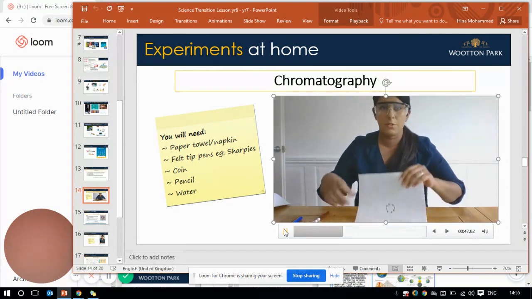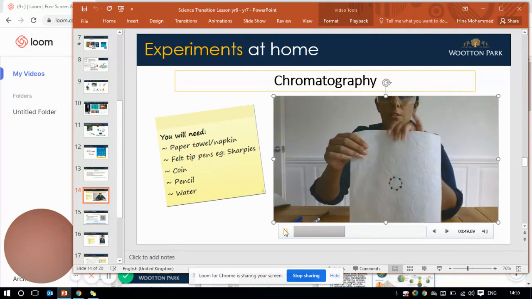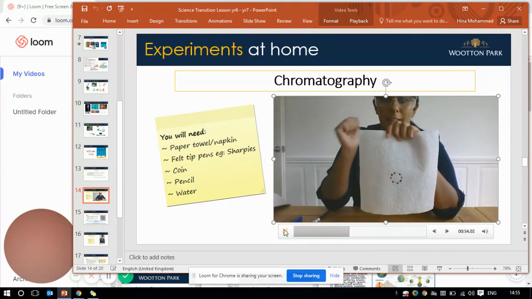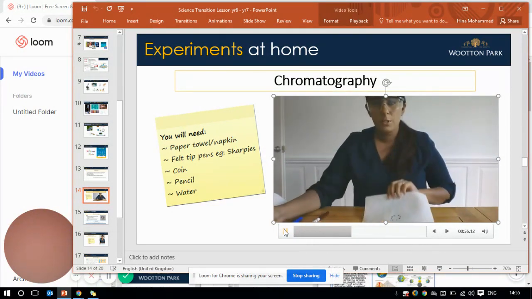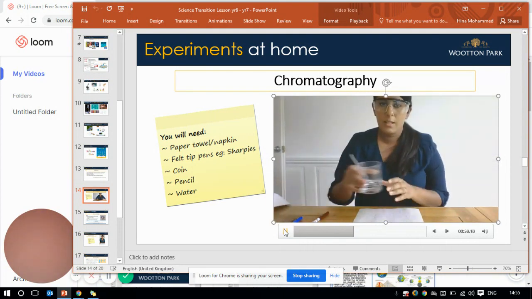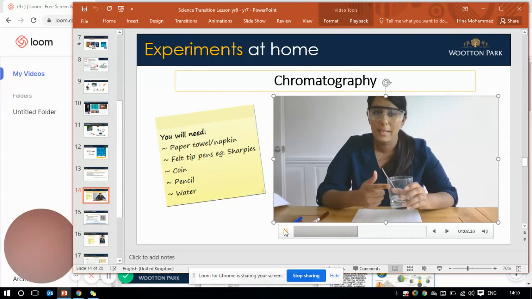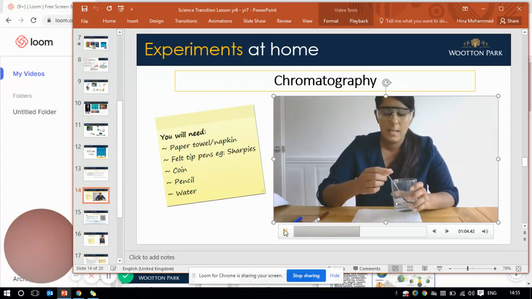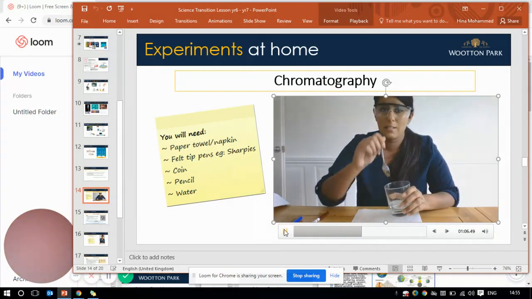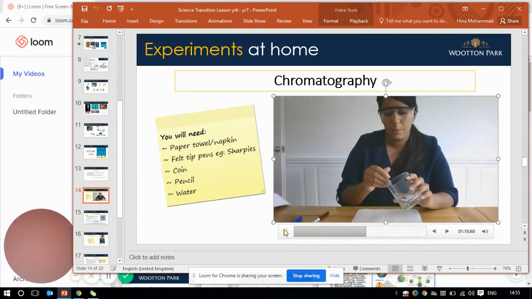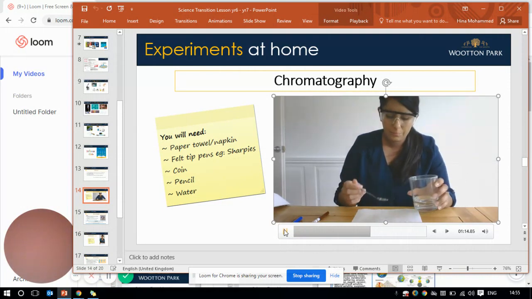So this is what I've got so far. Okay, as long as you are drawing on the pencil line and not inside, that's fine. Once you have got your pattern, get hold of your water. So normally in a science lab, you would use a beaker to have your liquid in, and we would use a pipette instead of a spoon to drop liquid one by one. But at the moment, obviously, because we don't have that available, we can just use whatever we have at home.